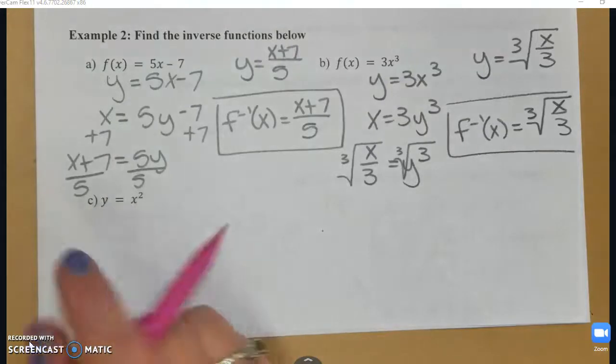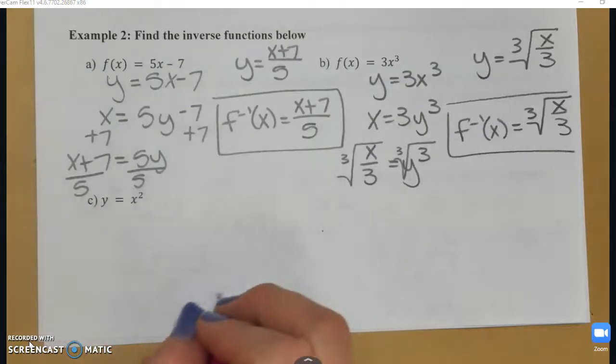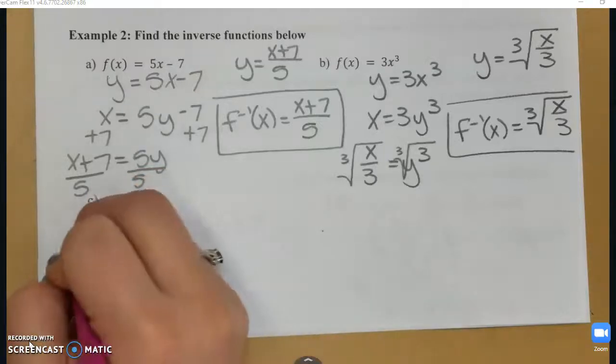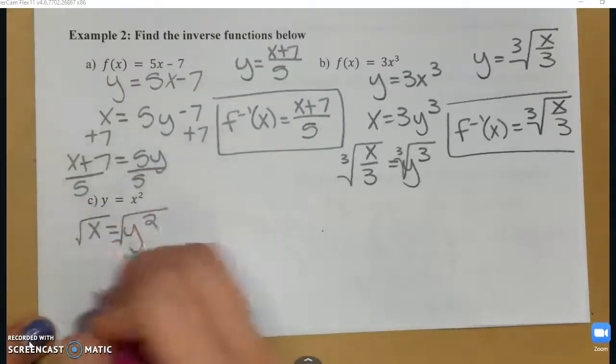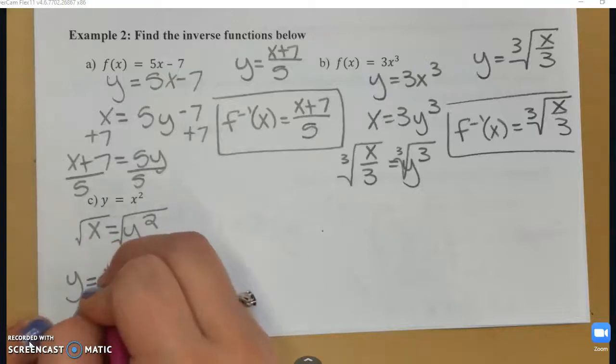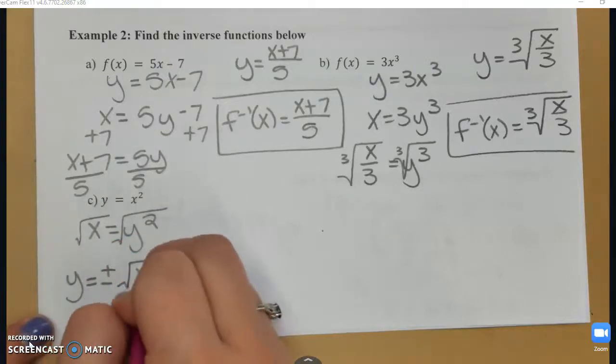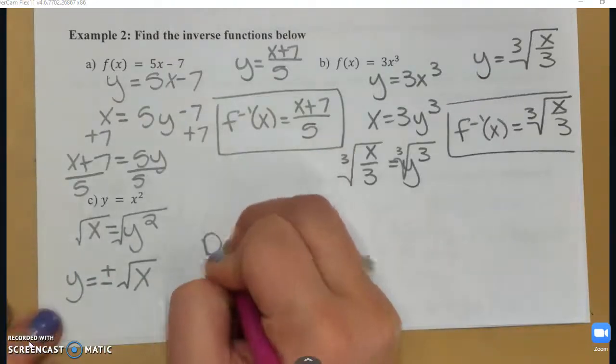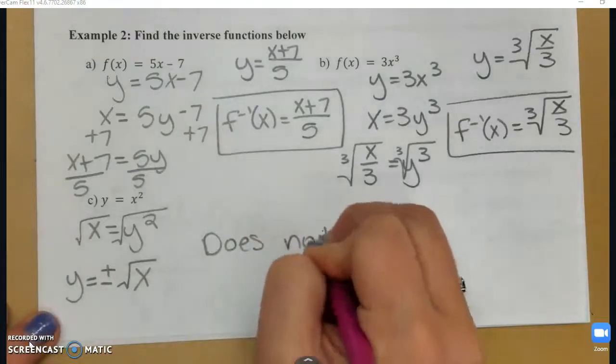All right, last one, C. This is already written in y equals for us, so we can go straight to step 2, which is replacing our x's and our y's. Now to undo a square root, I have to take the square root of both sides, which means y is going to be the positive or negative square root of x. Now, I can't have two inverses, so this one does not have an inverse.